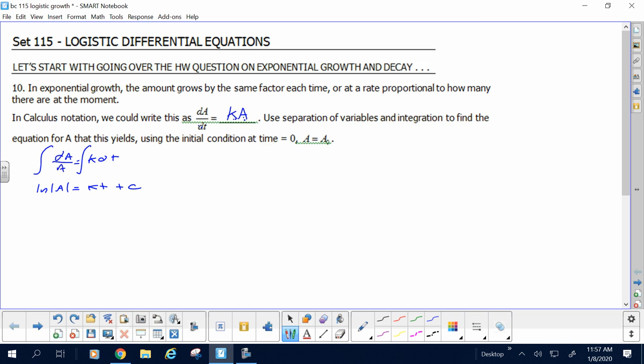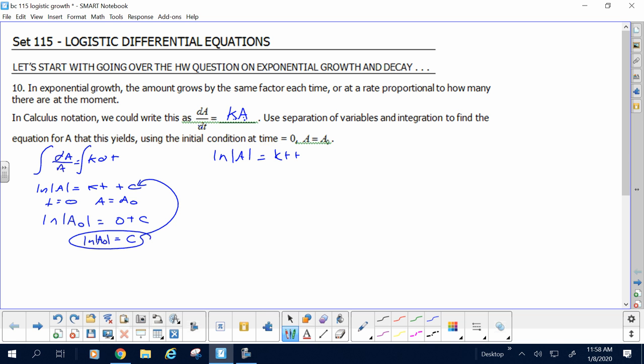All right. Now, the initial condition, let's say at time 0, the amount equals the initial amount put in. Then for A, I would get the natural log of A naught, or the initial amount, equals 0 plus C. And therefore, C is the log of the initial amount. Yay? All right. Now, if I throw that in for C and keep going, the natural log of A is kt plus natural log of the absolute value of A naught. Yay? Right, now we're going to solve for A.